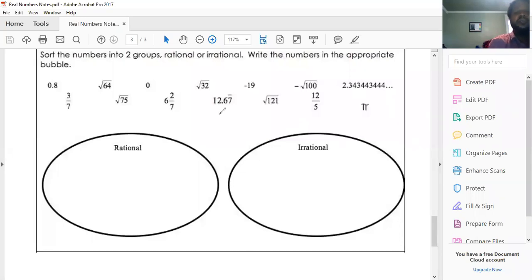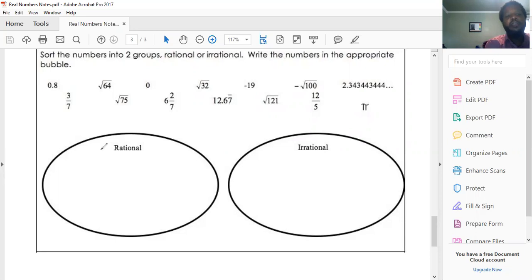But a rational number is any number that we can make into a fraction, and irrational numbers are numbers that we cannot make into a fraction. So it can be anything that can be a fraction. So any whole number can be a fraction. Remember that, okay? All right, so let's start with 0.8.